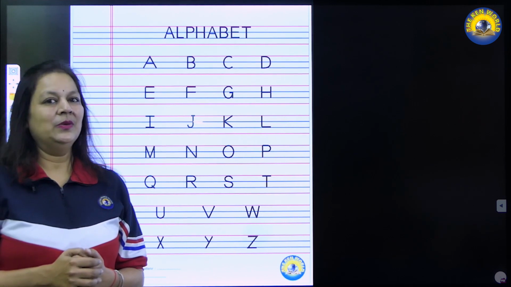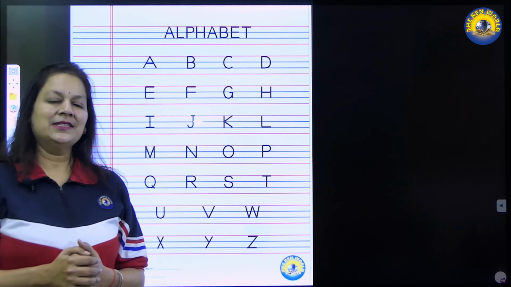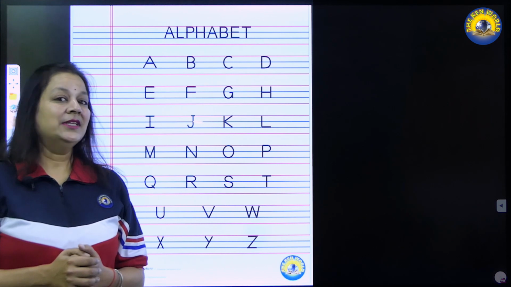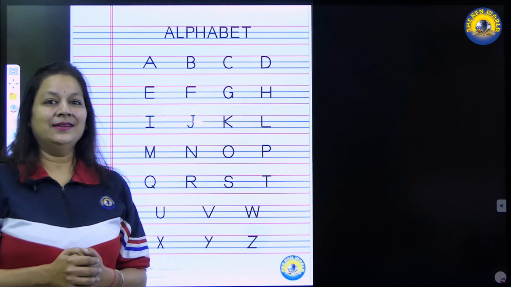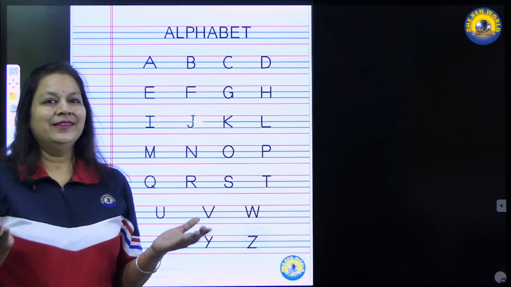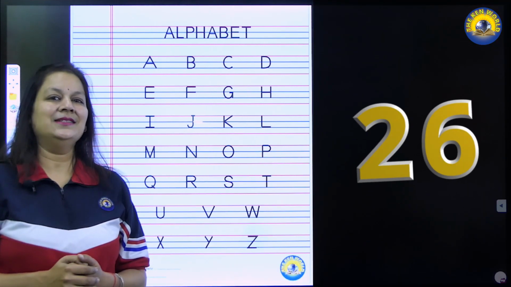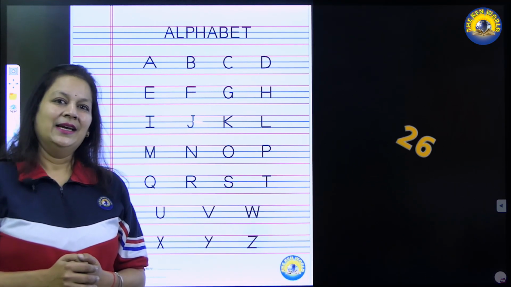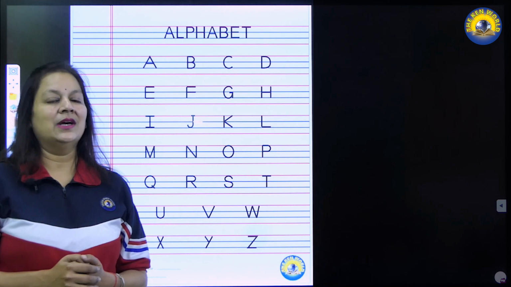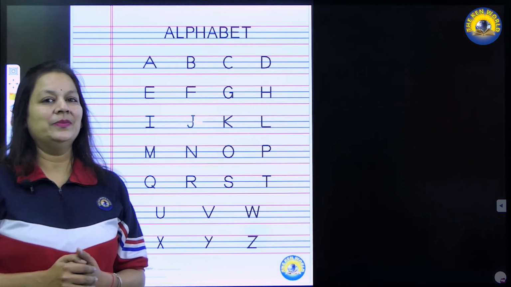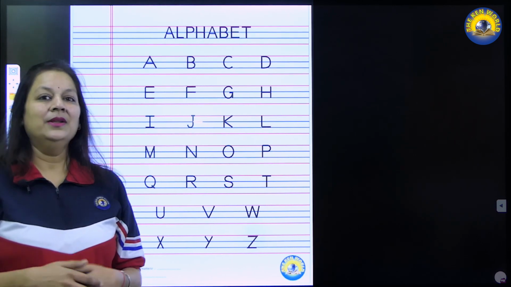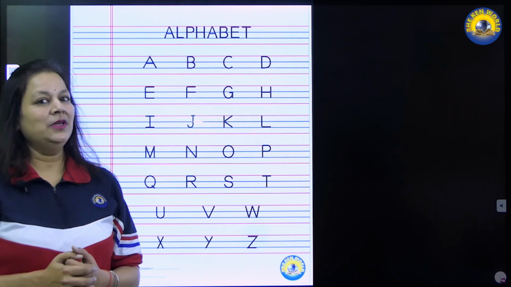Now sit properly with your back straight and stay attentive. Now tell me, how many letters are there in the alphabet? Well, there are 26 letters in our alphabet, and we are going to learn the sounds of those letters. Now, listen carefully and speak with me.